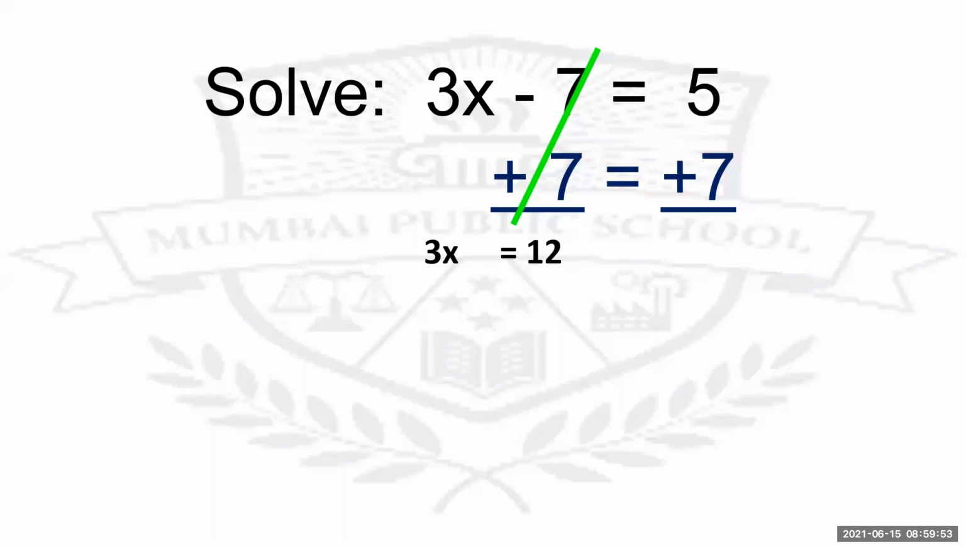This is the first step. You have reduced the equation. You have eliminated the subtraction sign. Now you want the value of x. Now x is in multiplication relation with 3. So that means you need to eliminate this 3. When you're going to eliminate this 3, what are you going to get?